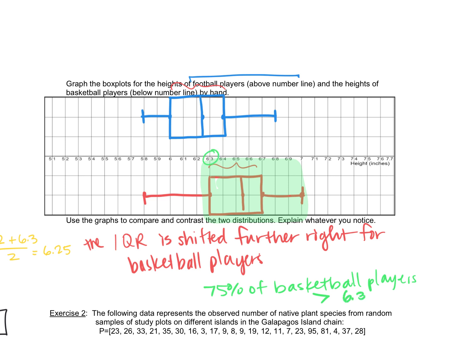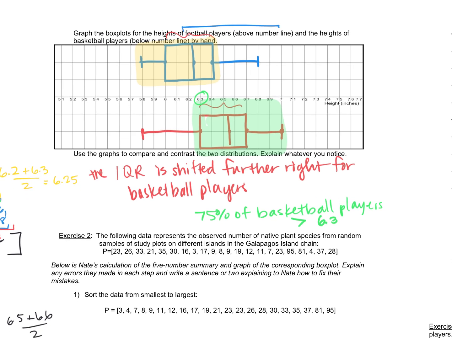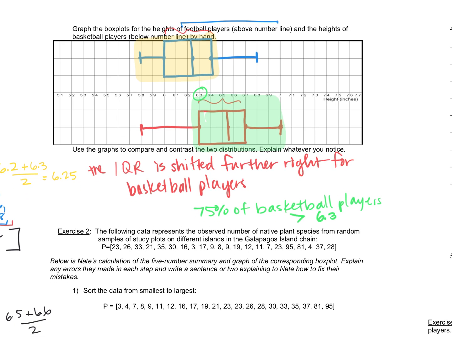That was their Q1. And then we also know that for the football players, let's look the other way around here, 75% of them are living on this side, which is below the 6.4. So 75% of football players are less than or under the 6.4. So that's some interesting things that you can really see nicely from that box plot.